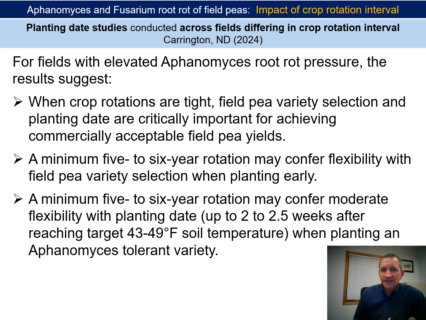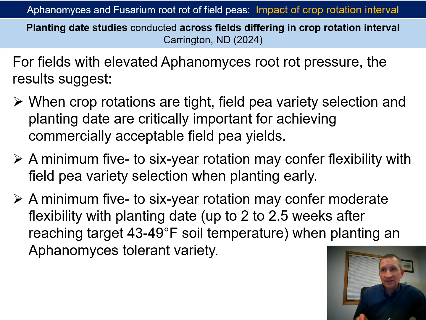In conclusion, what these studies suggest is that when the crop rotation is tight, field pea variety selection and planting date are critically important for achieving commercially acceptable field pea yields. A minimum 5 to 6 year rotation may confer flexibility with field pea variety selection when planting early. Likewise, a minimum 5 to 6 year crop rotation interval may confer moderate flexibility with planting date.